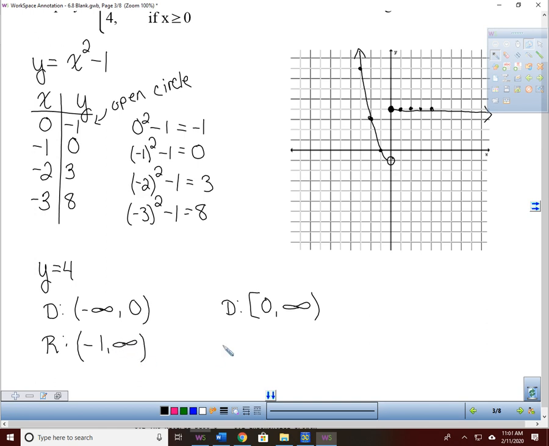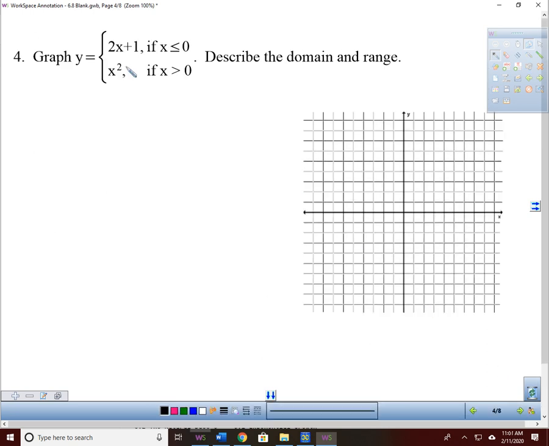Infinities always have parentheses. Let's talk about range of the other part. Well, I don't go higher or lower than 4. Right? I'm just at 4, so my range is y equals 4. All right, let's do another.